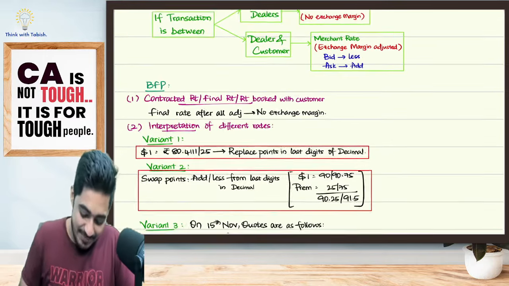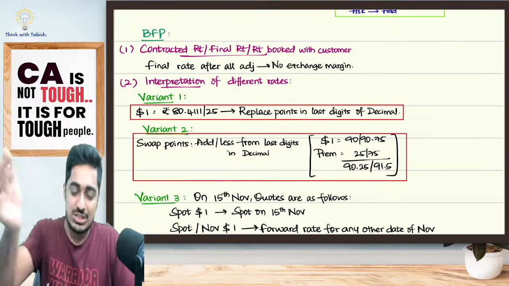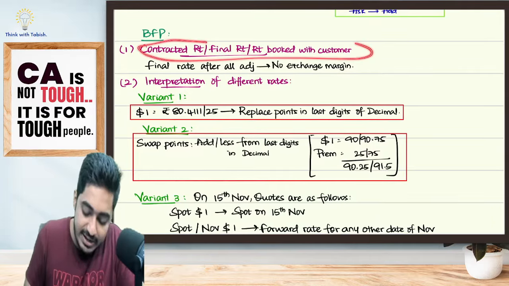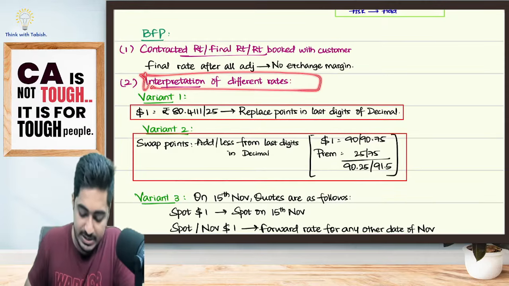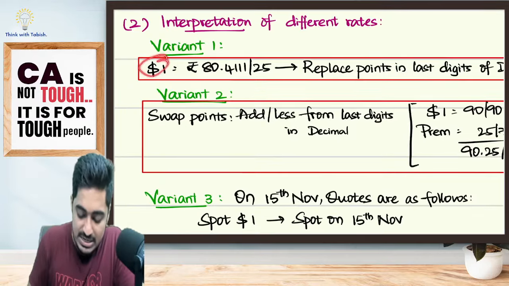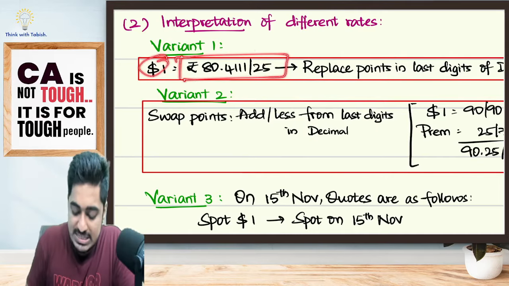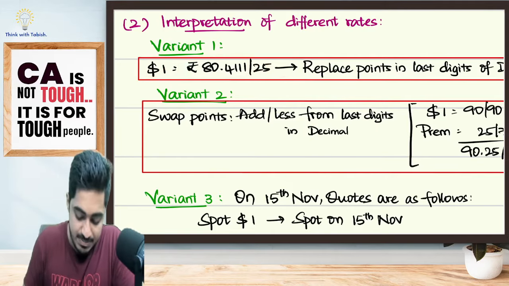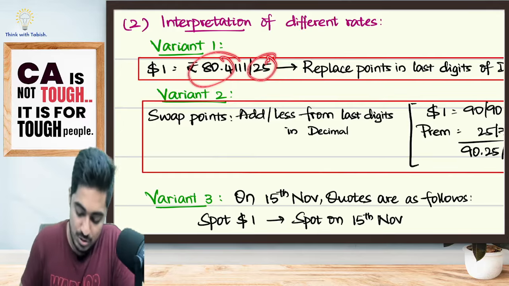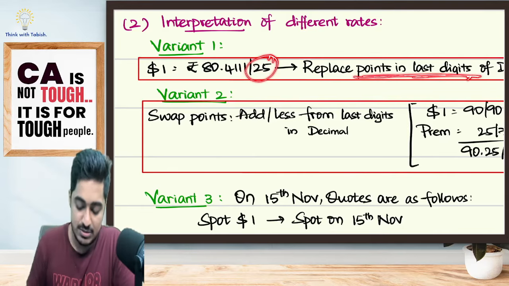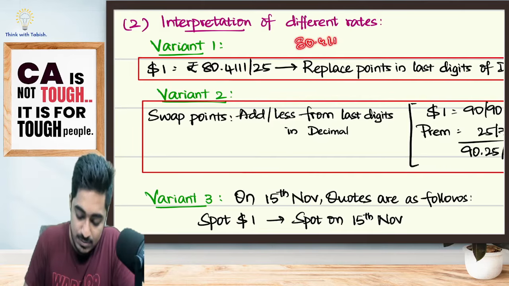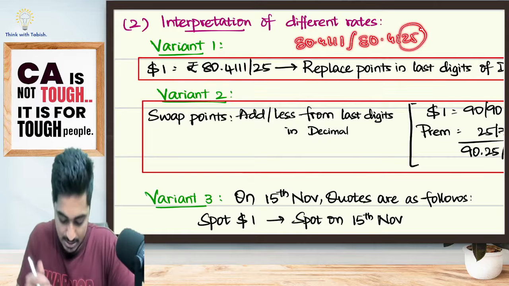Now, blast from the past. Suppose the question says contracted rate, the final rate booked with the customer. It is a final rate, no more adjustments are needed. How do we interpret different rates? Suppose the question says $1 is 80.4111/25. Does it mean bid is 80 rupees and ask is 25? No. What does it mean? In this case, I will replace the last digits of the decimal. I will write it as 80.4111/80.4125. Is this clear?